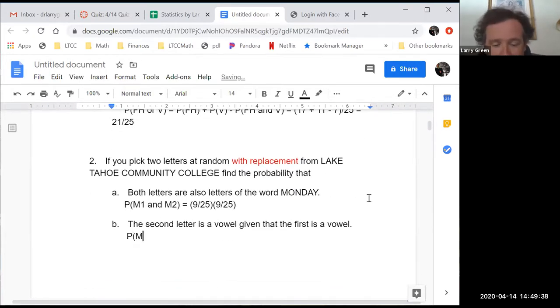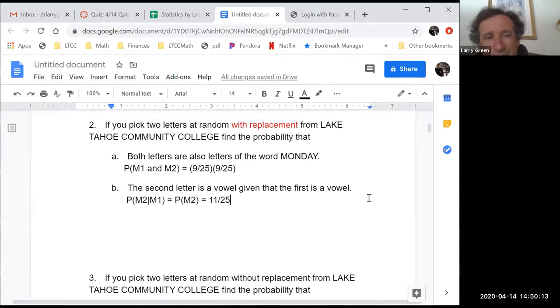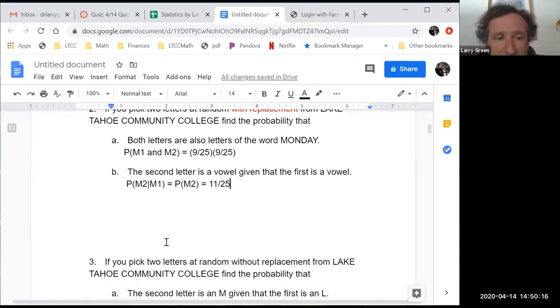So the probability of M2 given M1 is just equal to the probability of M2, because that is part of independence. I remember it was number 1 or number 2, but either way, it depends on what you call A and B. It was one of the independence formulas. And that's just 11 over 25. There's nothing to do because we've already answered that. That's why I scrolled up so you can see part A, where the probability of a vowel is 11 over 25. Any questions on number 2?